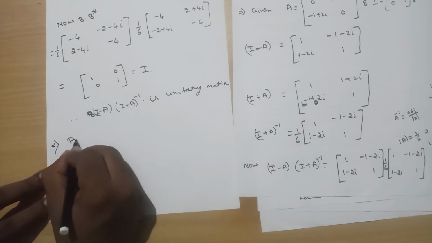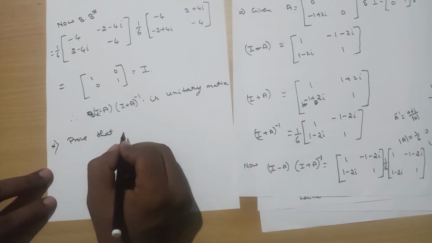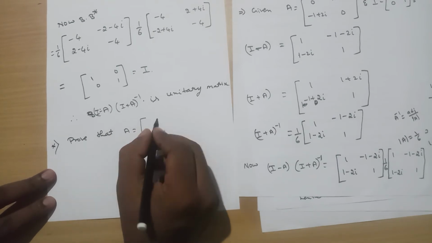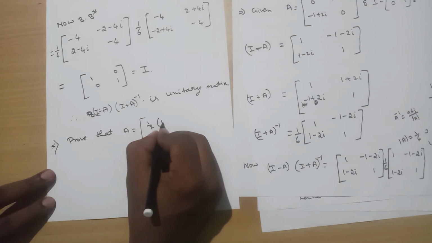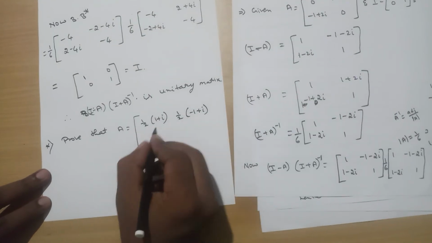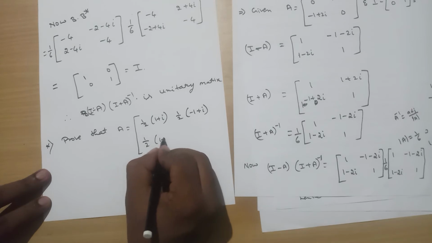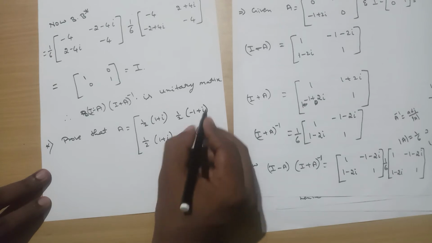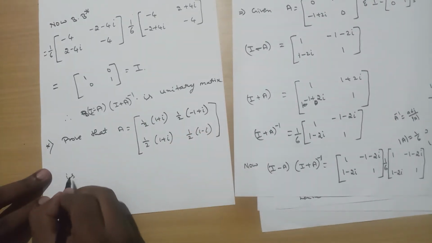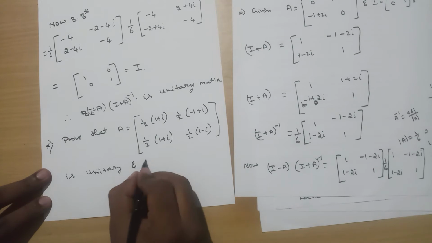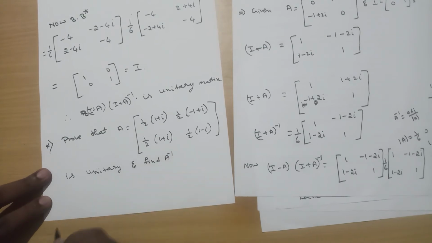So prove that A equals 1/2 into (1 plus i), 1/2 into (-1 plus i), and here 1/2 into (1 plus i), 1/2 into (1 minus i) is unitary, and find A inverse.